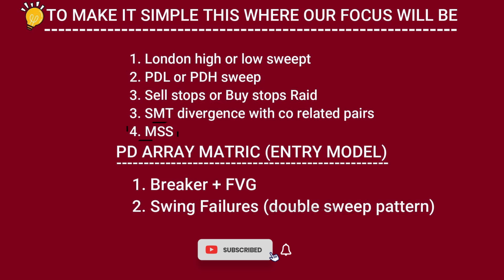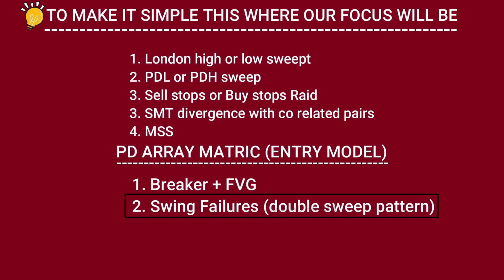Then our entry metric, that is PD array metrics, which is the entry model. We use order block plus FVG, swing failures, which is a double sweep pattern. These are the entry models I use. So if you have any other entry model, just make sure you understand the Model X summary. That is the characteristics of what it says. Then you can use any entry model. Or when I give an example, you will understand it better.